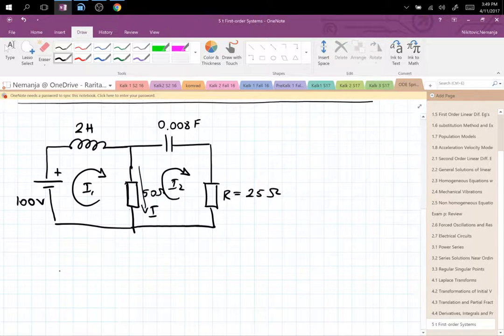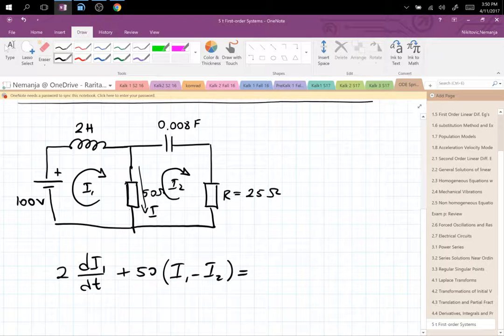All right. So what do I have? 2 di1 over dt. That's the voltage drop on the inductor. Plus 50, we have both of these currents. So I1 goes down, I2 goes up. So I1 minus I2 equals 100. So voltage drop over inductor and the resistor equals the input voltage.